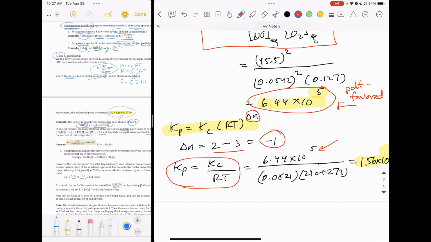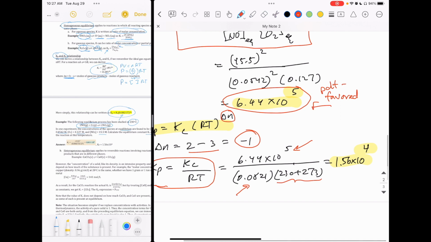And then I use the Kc value I got. This is my R. This is my temperature, but it has to be in Kelvin, so I add the 273 to make that conversion. I have a final answer of 1.56 times 10 to the 4 as my Kp value.